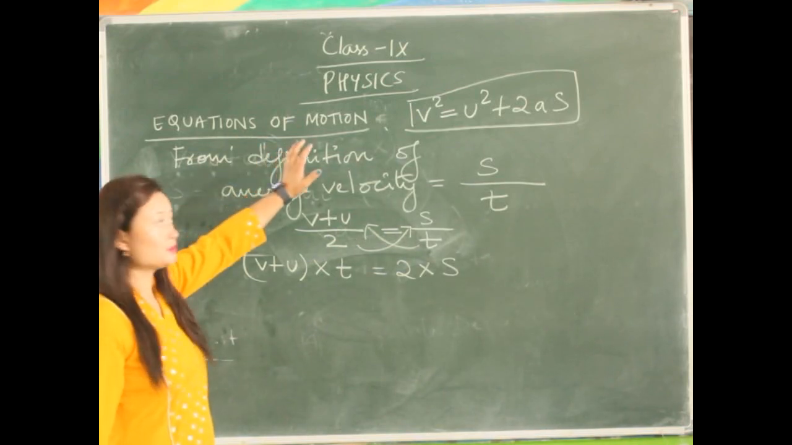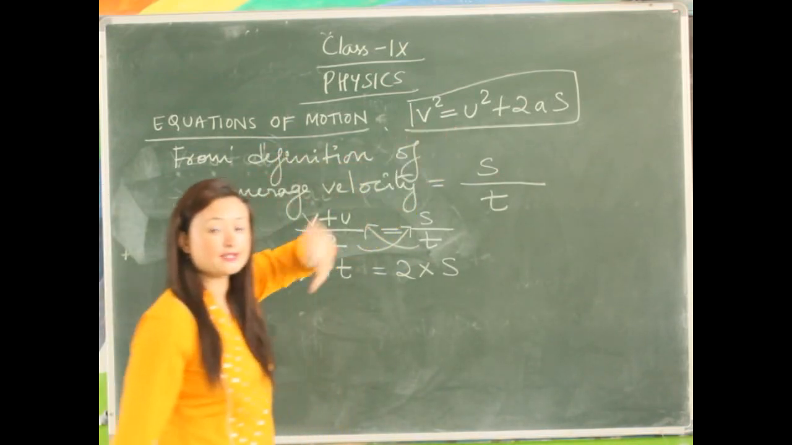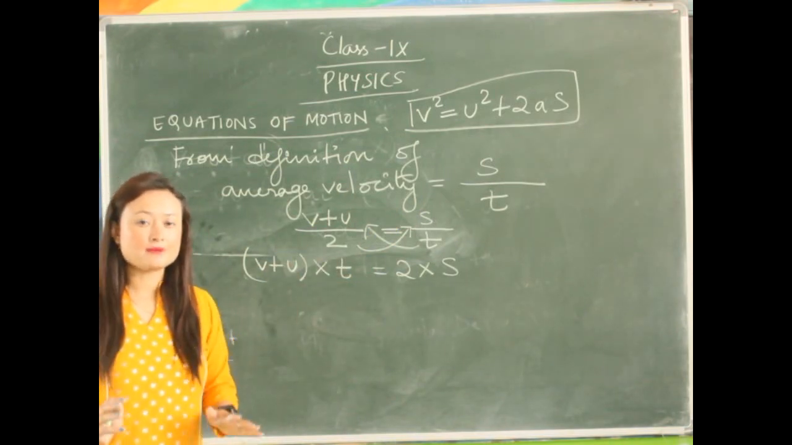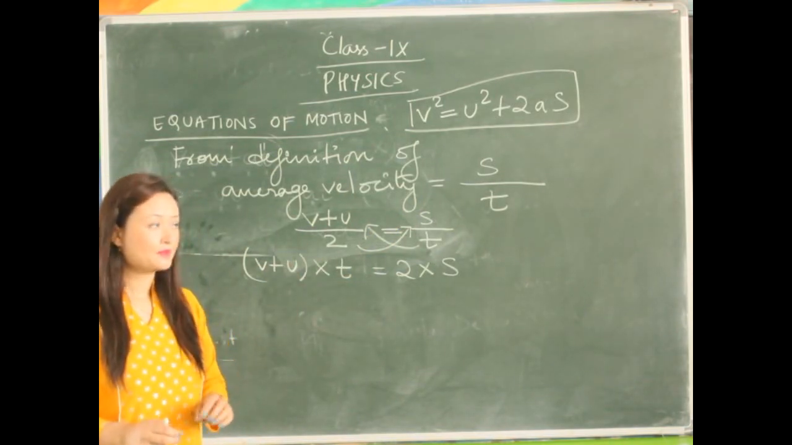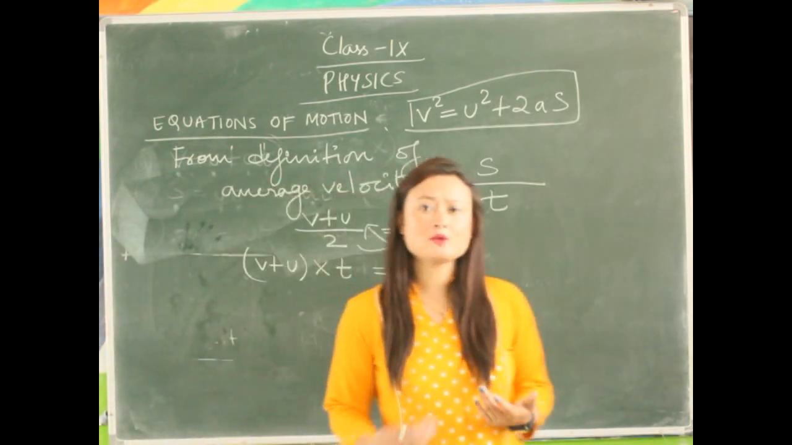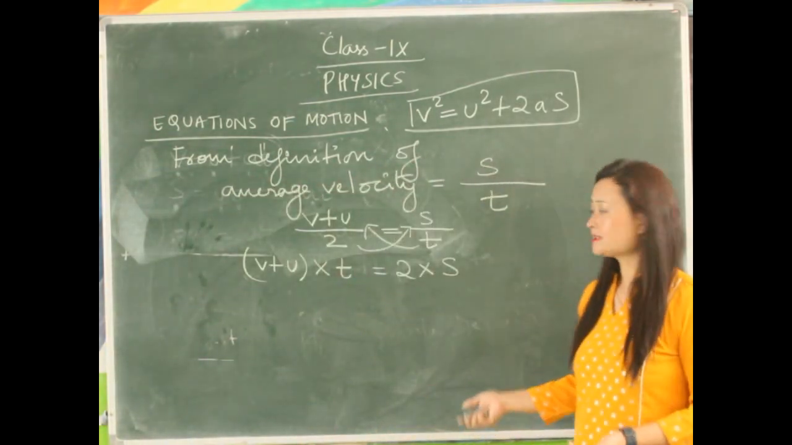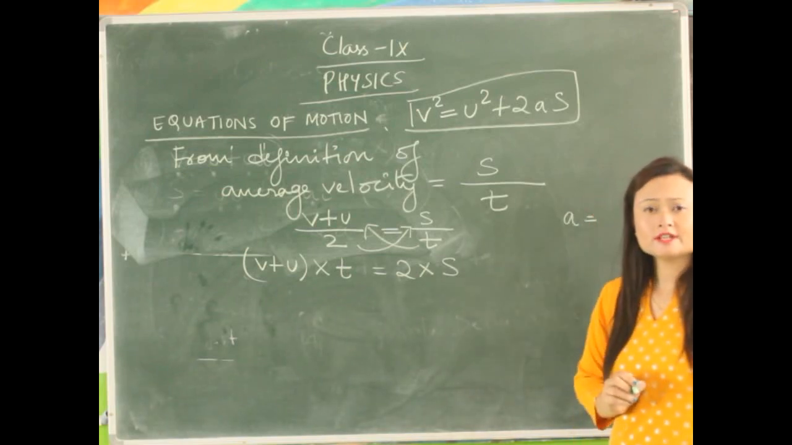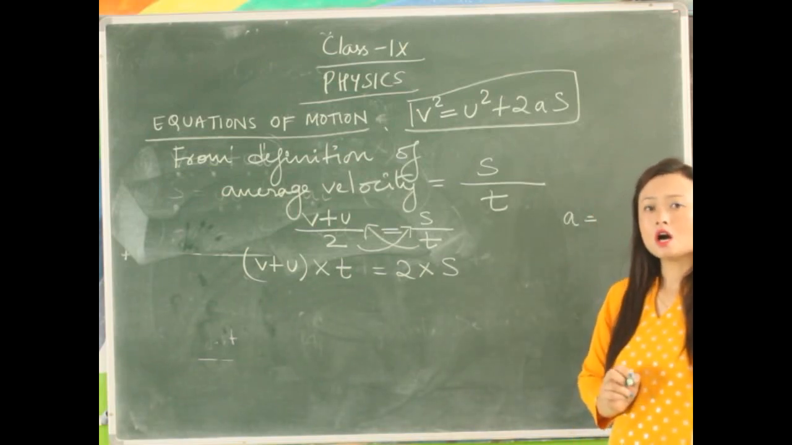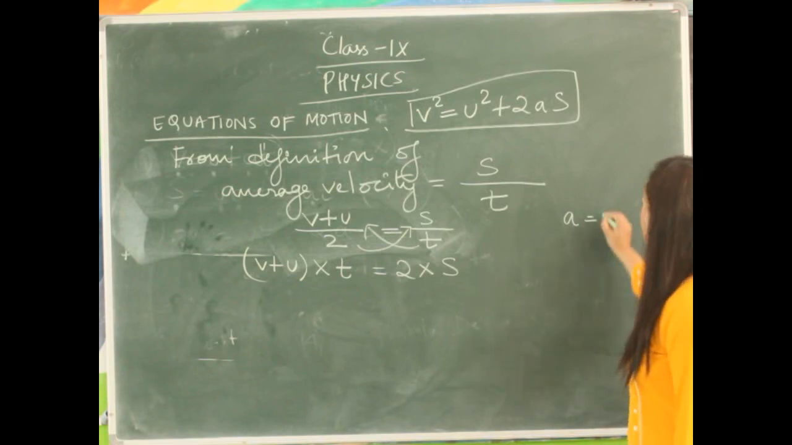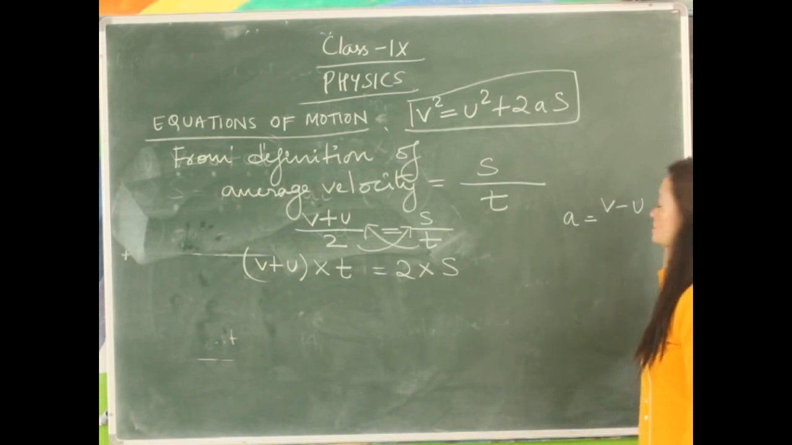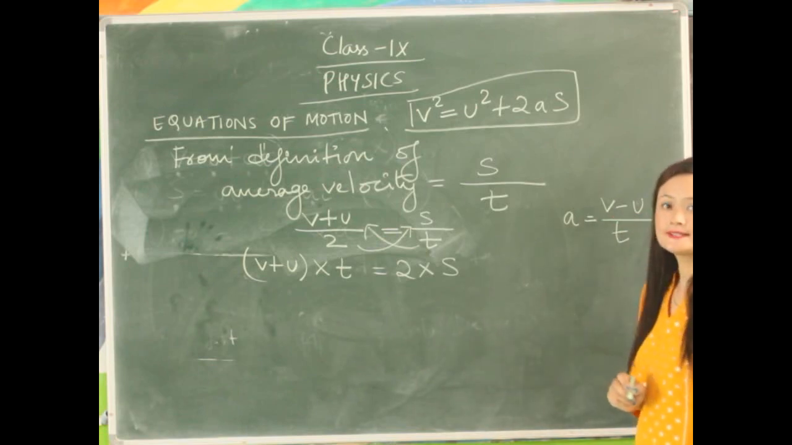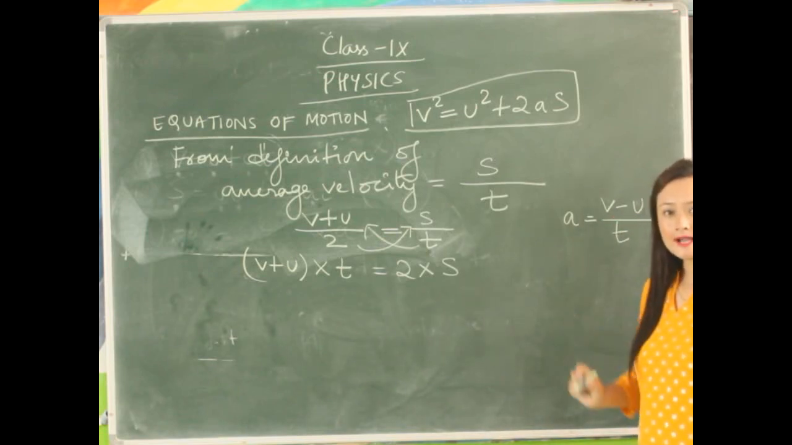Now, as I told you, this third equation of motion is independent of time. It does not have time. So we need to remove time. But how do we remove time? What do we replace time with? For that, you know the definition of acceleration. How do we define acceleration? Rate of change of velocity. That is change in velocity divided by time. This is your acceleration.